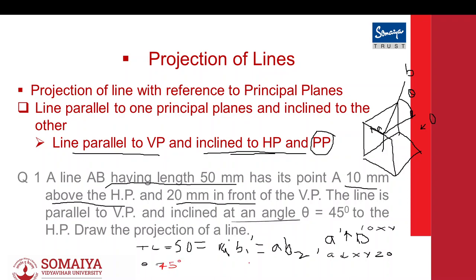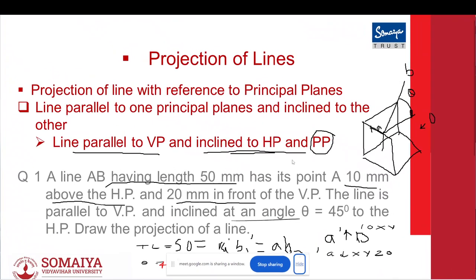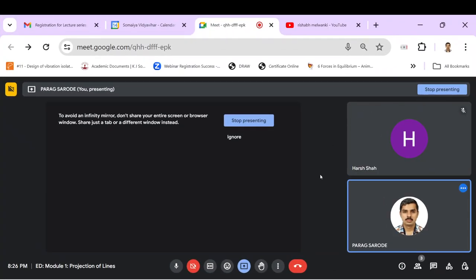Yes. Now I will shift to AutoCAD because AutoCAD will be easier than this. So now we have already got enough things. We have got the true length. We have got the inclination of the true length. We have got the A dash and A. So now I will stop sharing the screen and now I will share the screen for AutoCAD.